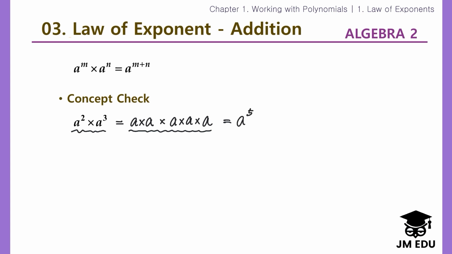So when we have this expression, a squared times a cubed, all we can do is add these two exponents, 2 and 3, to get 5. So that is equal to a to the 5, just like this.